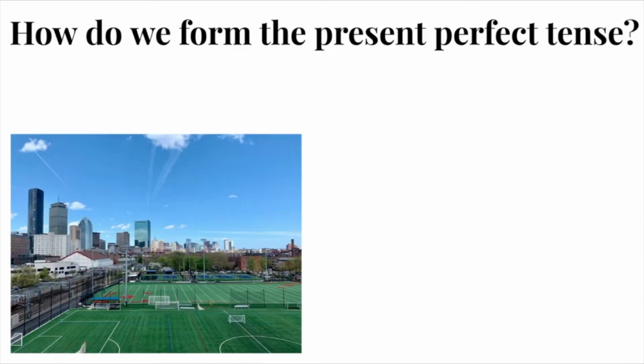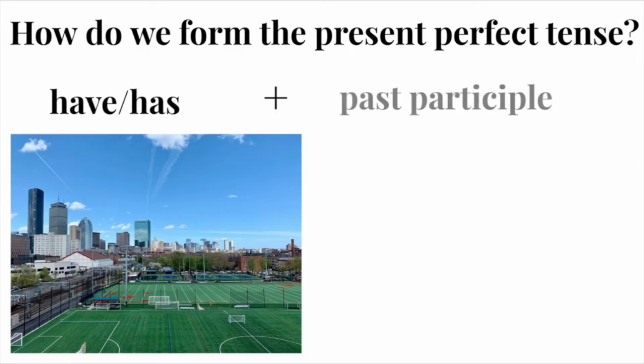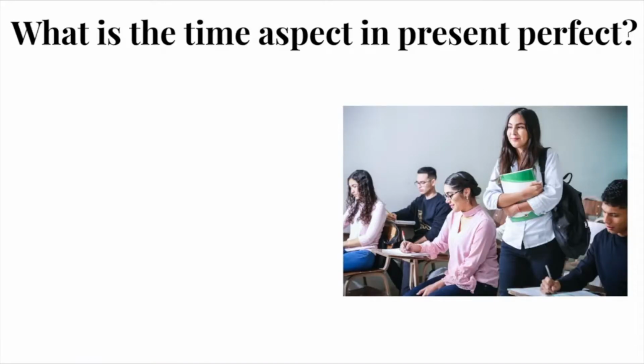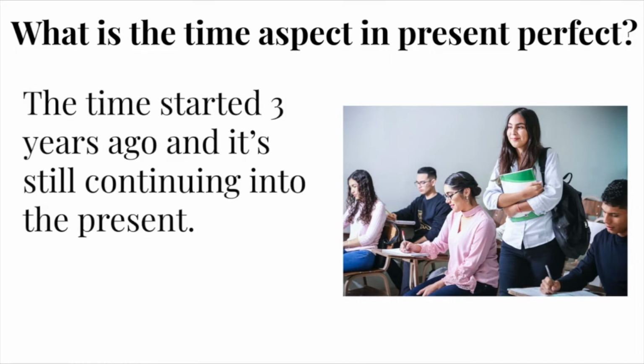How do we form the present perfect tense? We put have or has plus the past participle. Have been. I have been a student in Boston for 3 years. What is the time aspect in this present perfect example? The time started 3 years ago and it's still continuing into the present.